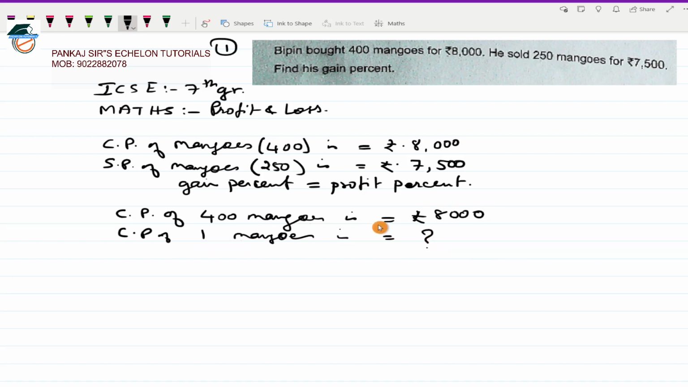Now unitary method is what, you have to do cross multiplication. So you have to write it in this way. Under mangoes you have to write mangoes. Under rupees you have to write rupees. Okay. Now this is unknown. Right. So let us take this as x. Now when you cross multiply you will get 400 into x, 400x, and when you multiply 1 into 8,000 you will get 8,000. So x will be equal to 8,000 divided by 400.